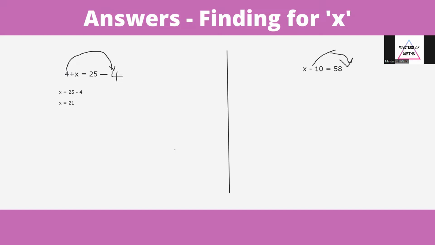what we would have is that the value is going to change from a negative to a positive. So we're going to have x is equal to 58 plus 10, because it now changes to a positive value, and x therefore is equal to 68. So the answers for both are positive. x in this case equals 21, whilst x in this case equals 68. 68 minus 10 equals 58. Right? There you go. Thank you.